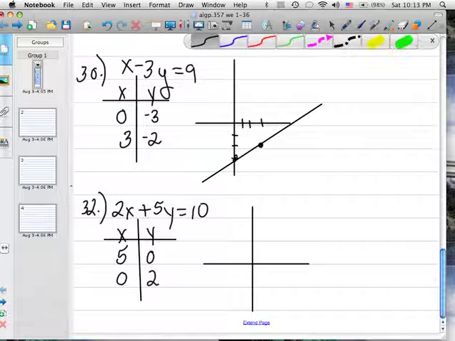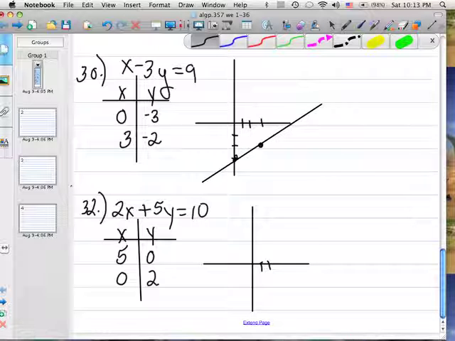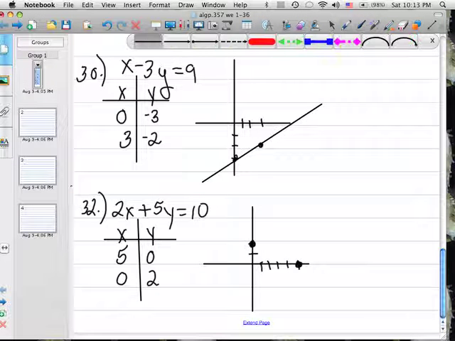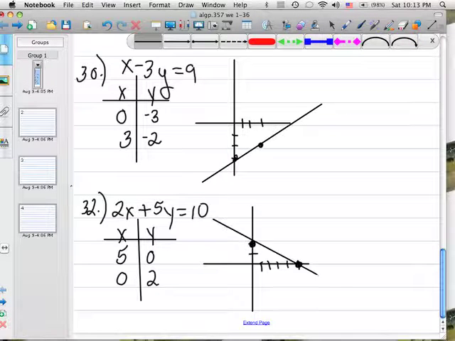So I plot them down. X is 5, y is 0. That would be that point. X is 0, y is 2. Now connect those 2 points and I have the line for that equation.